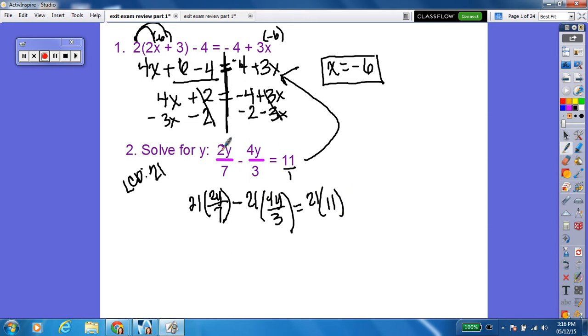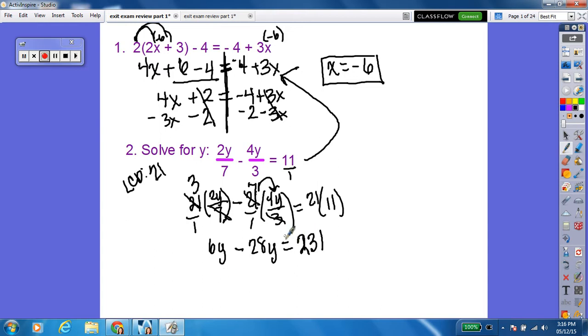Because it's an equation, if we change one number, we have to change every number using the same operation and the same value. Now we're going to cancel. 7 goes into 21 3 times. We multiply to get our answer here, 6y. Nice, beautiful single term. Same thing here, the 3 goes into the 21 7 times. We distribute the 7, or multiply, so that's going to be -28y, and then we multiply here. 21 times 11 is 231.